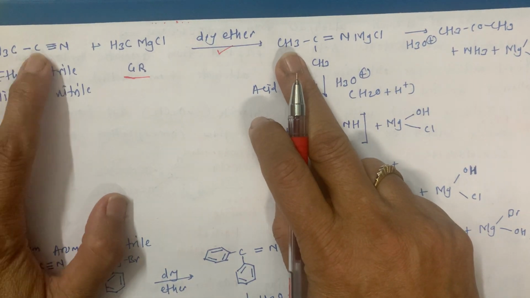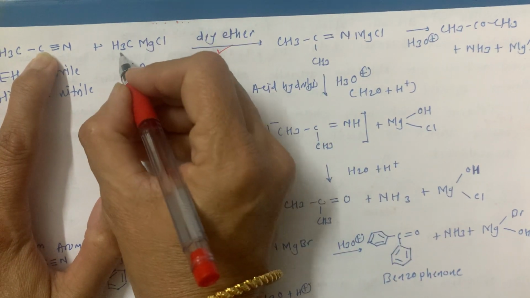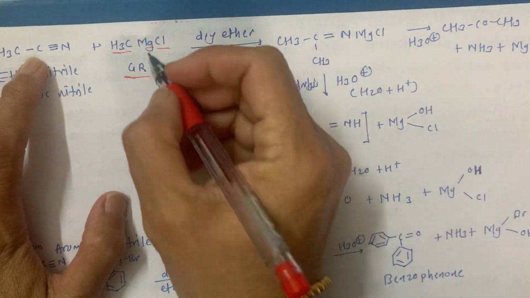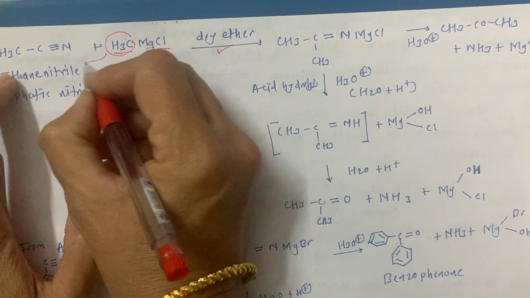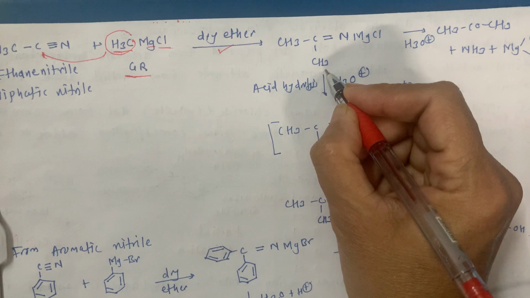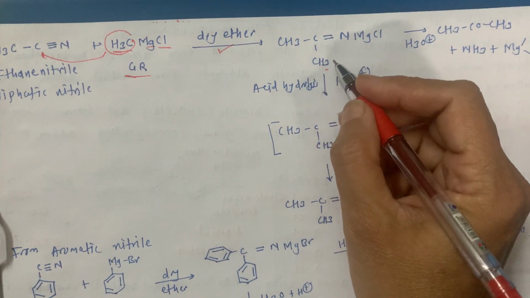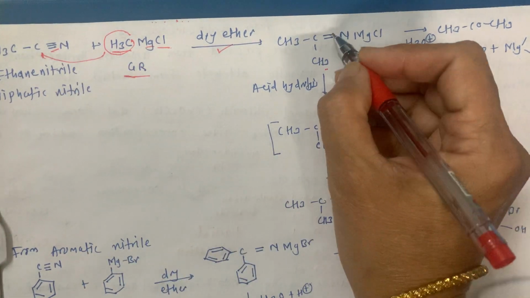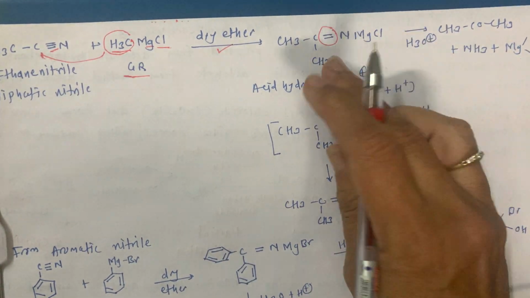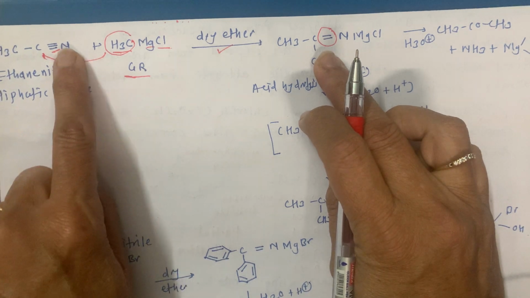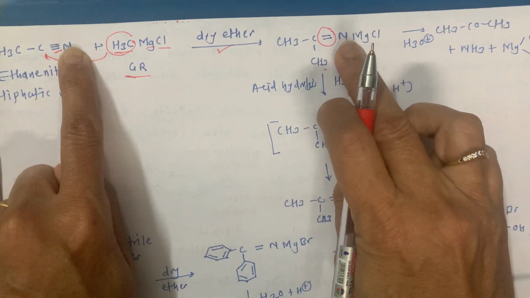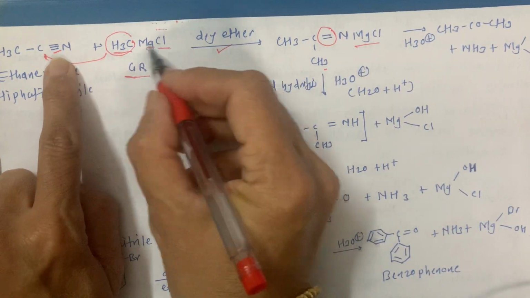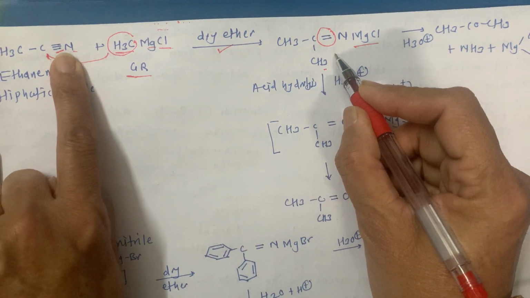See here. Here it is CH3, this is CH3 here, Mg here, Cl here. Now this CH3 is going to attach to this carbon. So there is formation of CH3CCH3 like this. Now this triple bond is converted into double bond. N is there. Then this MgCl is attached to this N. So this thing had happened.